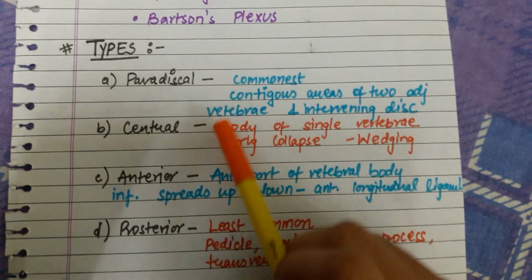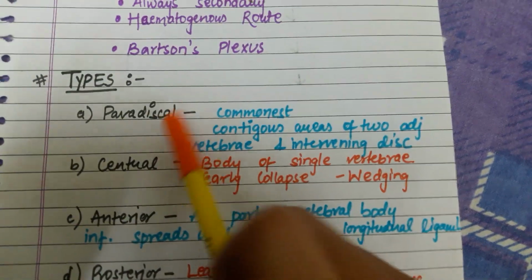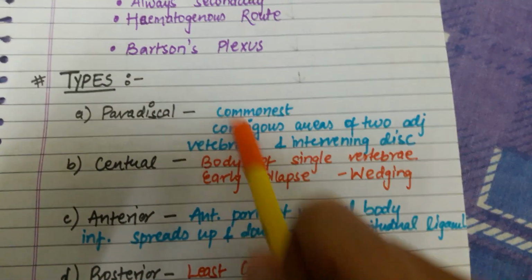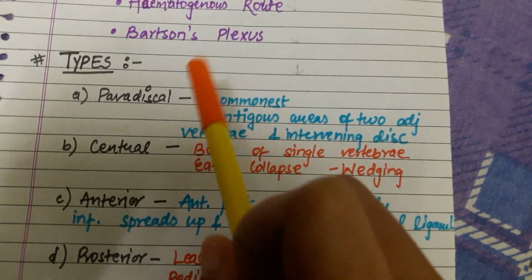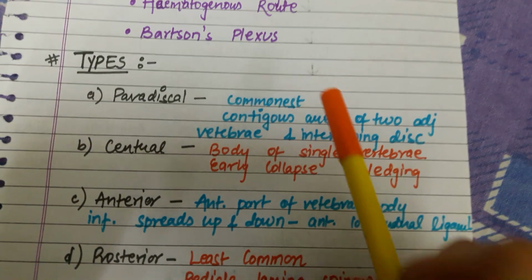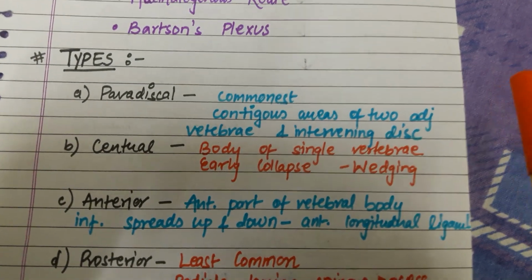Types: paradiscal, central, anterior and posterior. Four types are there. Paradiscal is the commonest one and posterior is least common. In paradiscal, the contiguous areas of two adjacent vertebrae and intervening disc are involved.